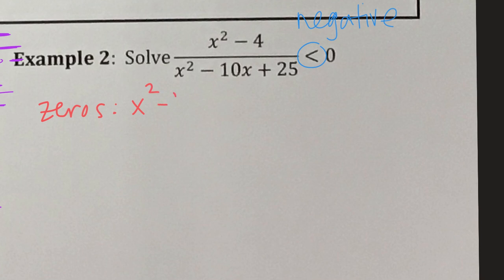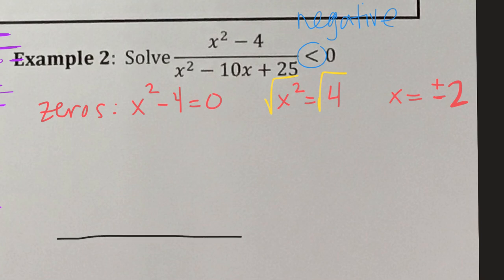The numerator, x squared minus 4 equals 0. So let's solve this. Add 4 to both sides, x squared equals 4. Take the square root. What's the square root of 4? 2. And negative. When we take a square root, we get two values. One is positive and one is negative. Always when we do algebra and we're solving by square rooting, we get a positive value and a negative value. So let's put those on our number line. -2 gets a closed dot. +2 gets a closed dot. Those are both zeros.